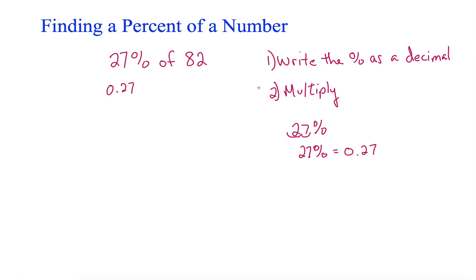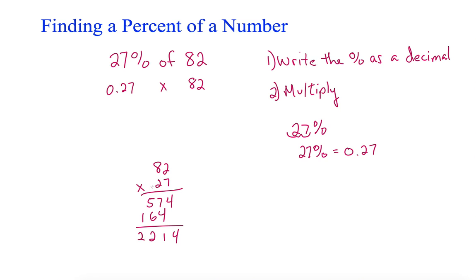Now the next thing we have to do is multiply. When we see "of" in math, it means to multiply. So I'm going to multiply 27 hundredths by 82. And let's see what we get. So here's our 82, our 27 hundredths. And here we go. That's going to give us a 4. 56 and 1 is 57. That's going to give us a 4 and a 16. Add these together, we get that.